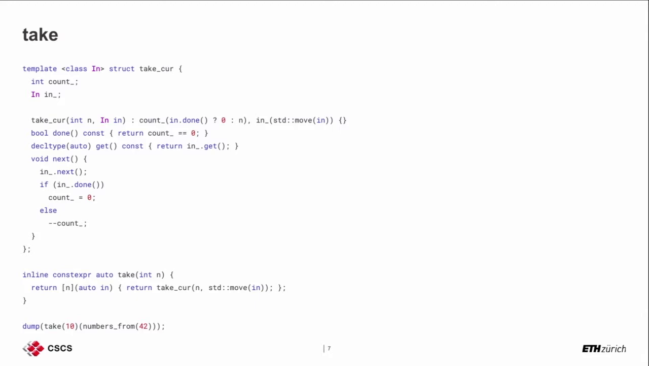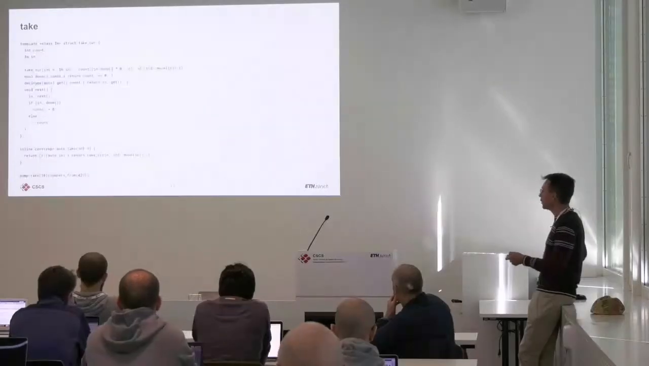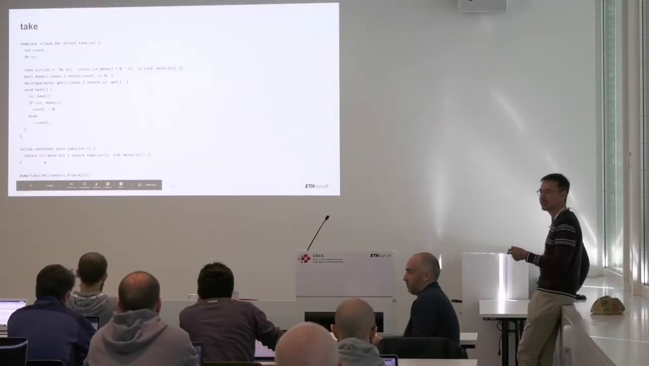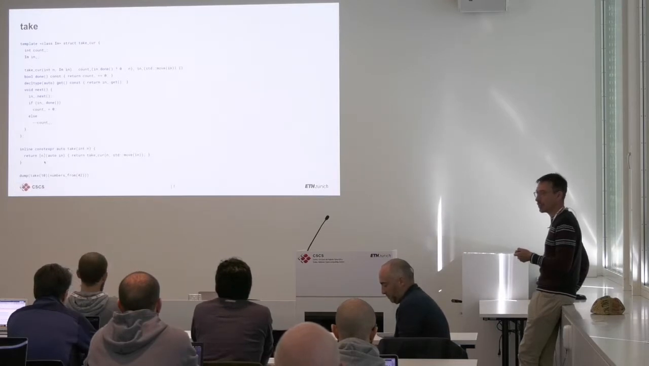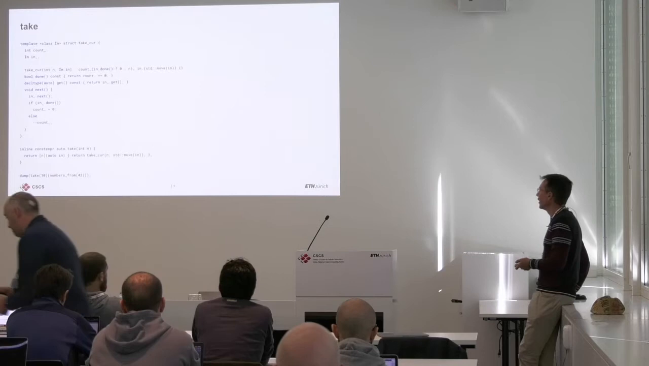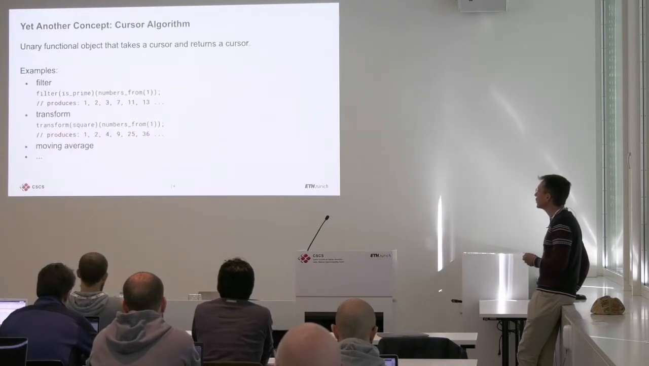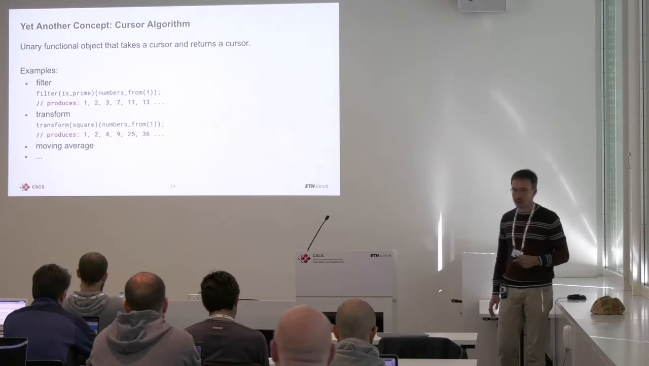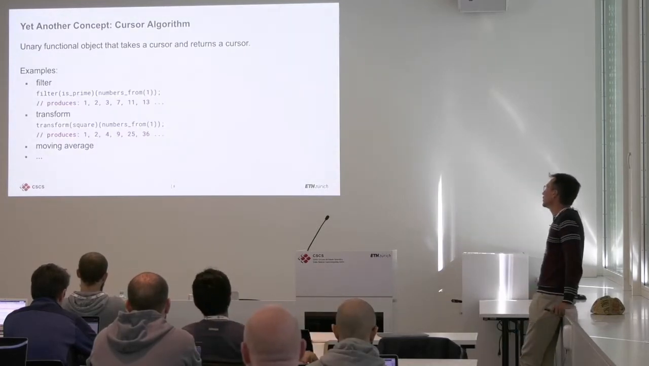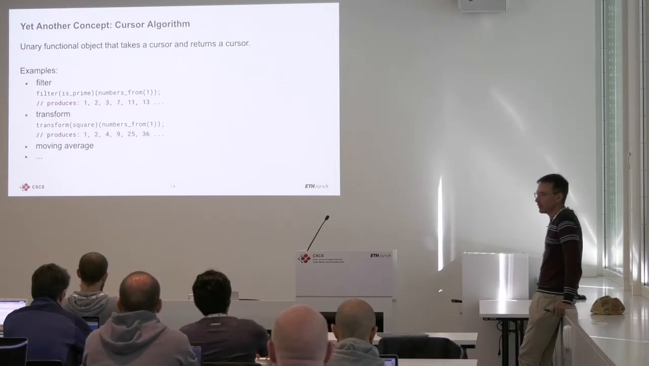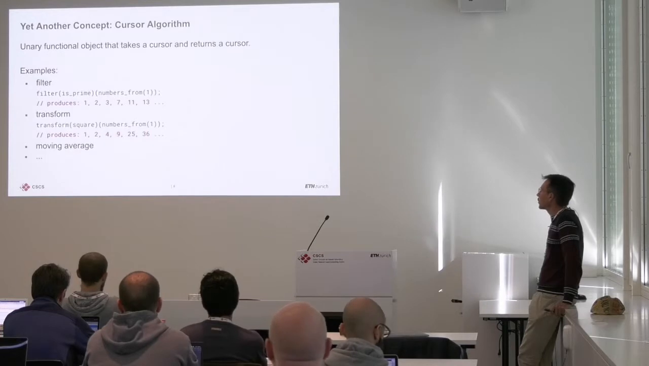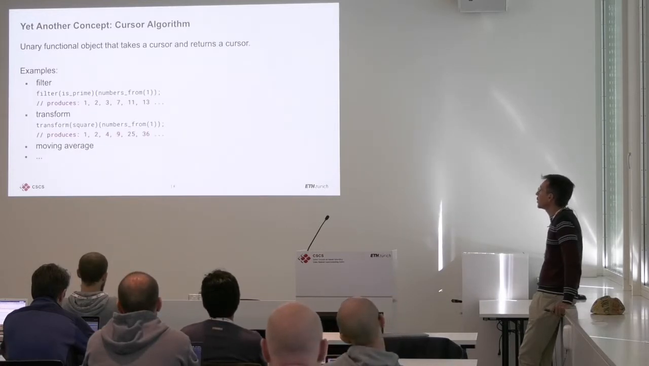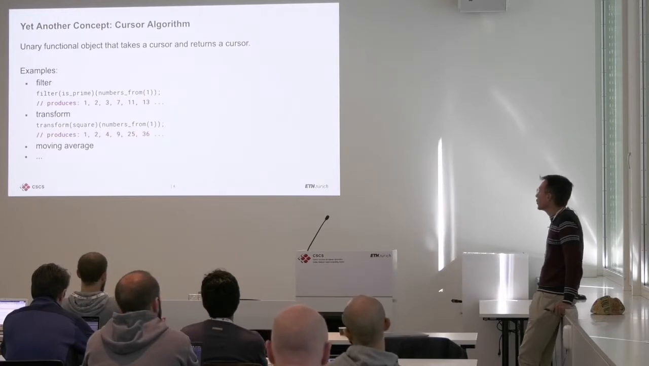Do you understand what is going on? Our take now returns a function object, a lambda. And this brings us to another important concept. Let's define the concept of the cursor algorithm. It will be any functional object or function, any functor that takes a cursor and returns another cursor.